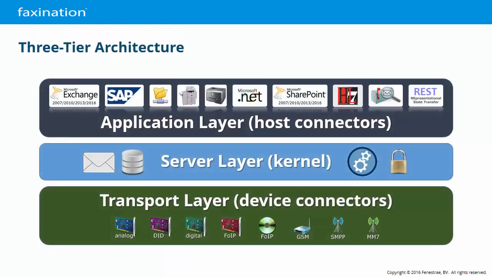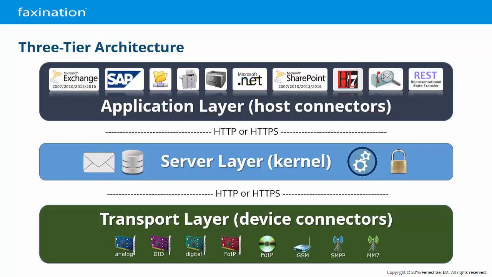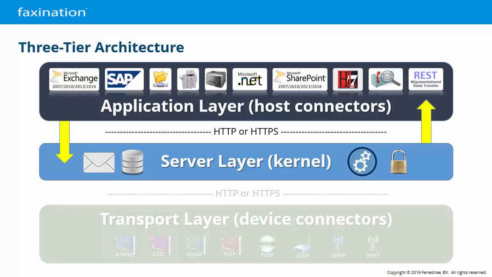The Faxination software has a logical three-tier architecture. Communication between the components in the different layers is always via HTTP with optional SSL encryption. And our new host-to-host capabilities mean that any outbound capable host can send messages to any inbound capable host.